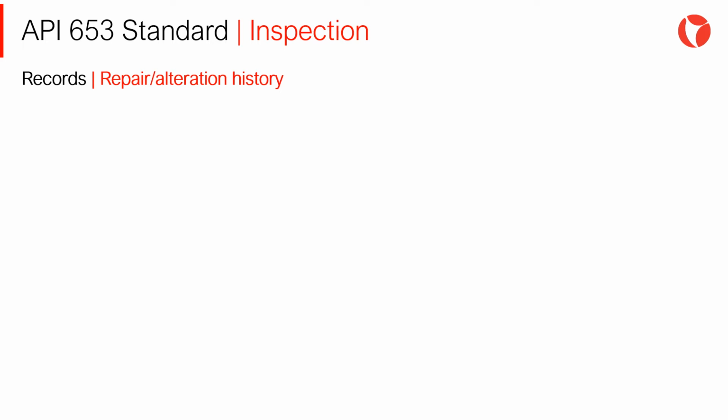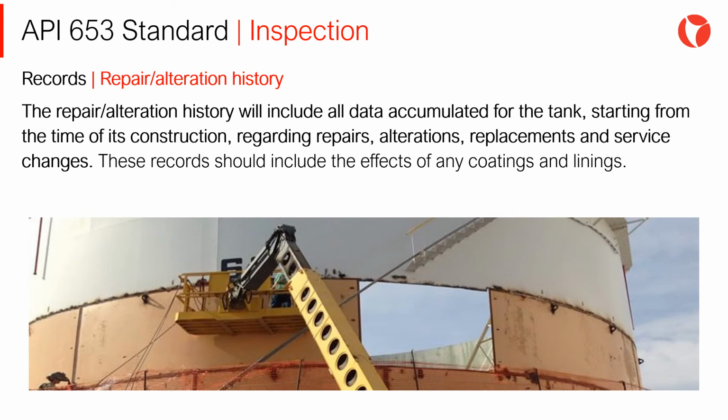Let's now talk about records, repair and alteration history. The repair alteration history will include all data accumulated for the tank, starting from the time of its construction, regarding repairs, alterations, replacements, and service changes. These records should include the effects of any coatings and linings.